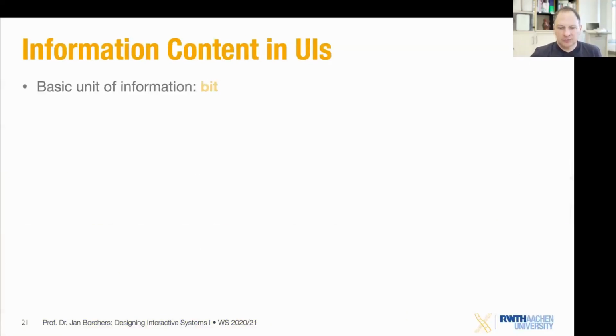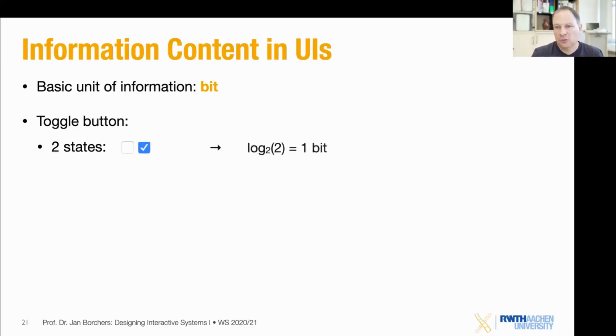Of course, the basic unit of information in this case is the bit, right? And the easiest thing to think of is what kind of information we are providing with a toggle button. If the user gets a toggle button displayed, that toggle button only has 2 states. No matter how you display it, whether you make it very simple or very ornate, it only has 2 states. It's either on or off. And since it only has 2 states, the information content that the display of this toggle button can provide to the user, in the output direction, is simply 1 bit, right? Because the log of 2, the number of states, to the basis of 2 is 1.